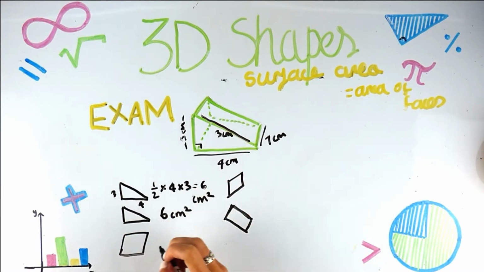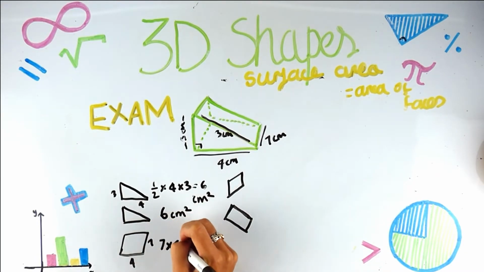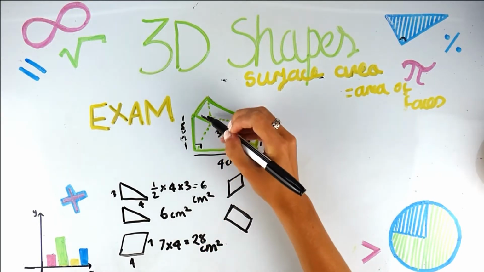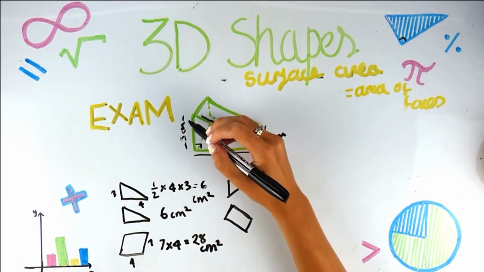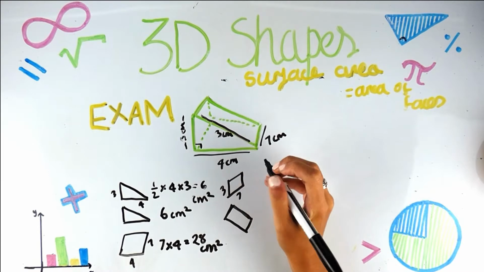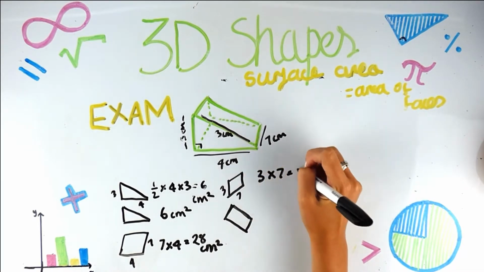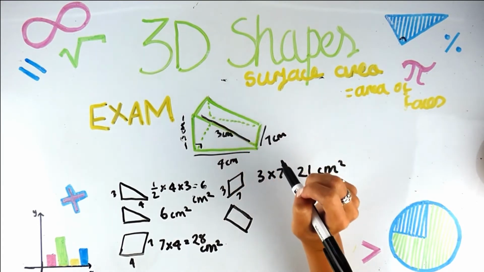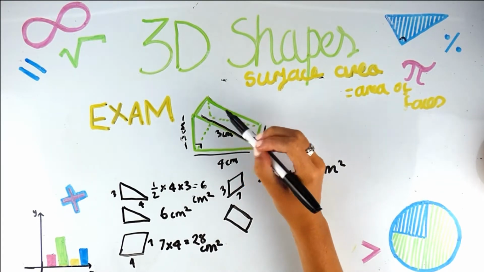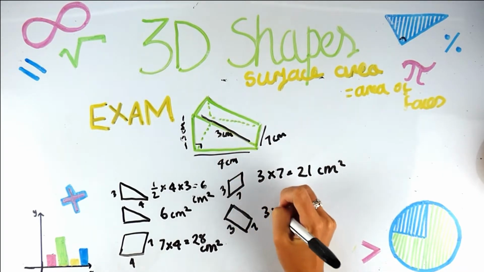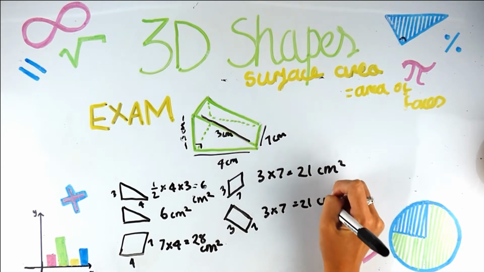This here was the bottom bit, so that bit is 7 and that bit is 4, and we know that is 7 multiplied by 4, which is 28 centimetres squared. This bit here was the back bit, you can't really tell, and that is 3 there, and that length is the same here, that's 7, so that's 3 multiplied by 7, which is 21 centimetres squared. And we have this slanty bit here, and that bit's 3, and that bit's 7, so again 3 times 7, 21 centimetres squared.